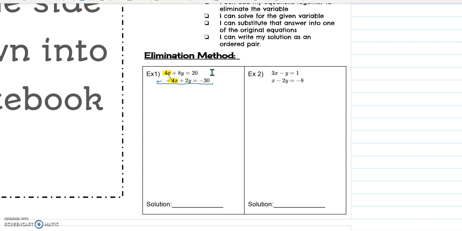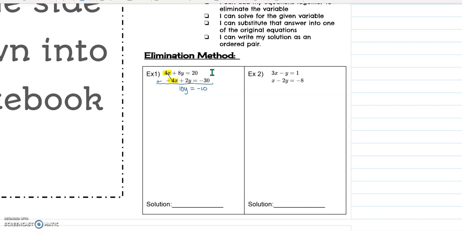So 4x plus negative 4x, those cancel. 8y plus 2y, that's going to give me that 10y. And then I also add 20 plus the negative 30, and we're going to add that together to get negative 10. So now I eliminated my x variable and I'm left with just y.